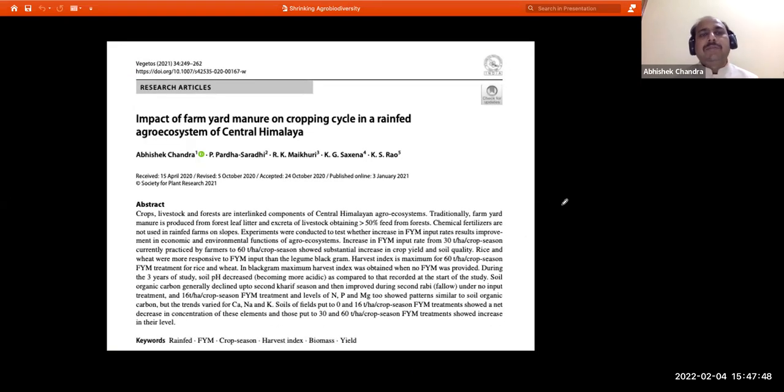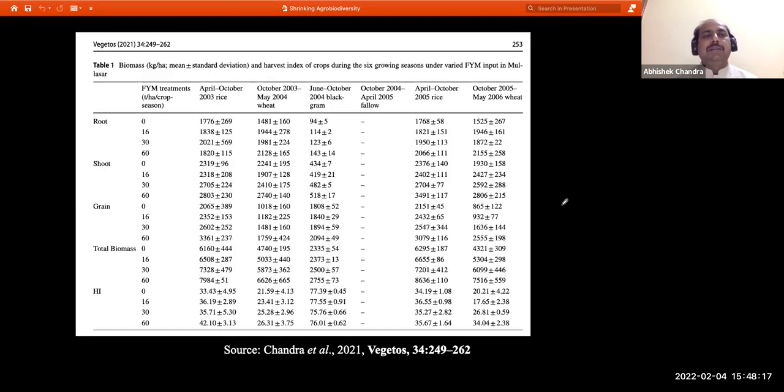And the impact of farmyard manure in the cropping system was also studied, to find out whether it is scientifically true. In the research, we gave different doses of organic manure and saw in which category the yield was highest. We found that 60 kg per hectare of the material provided was beneficial. For biomass going into grain, there is not much increase. You can see it is good for 30 kg rather than the others.